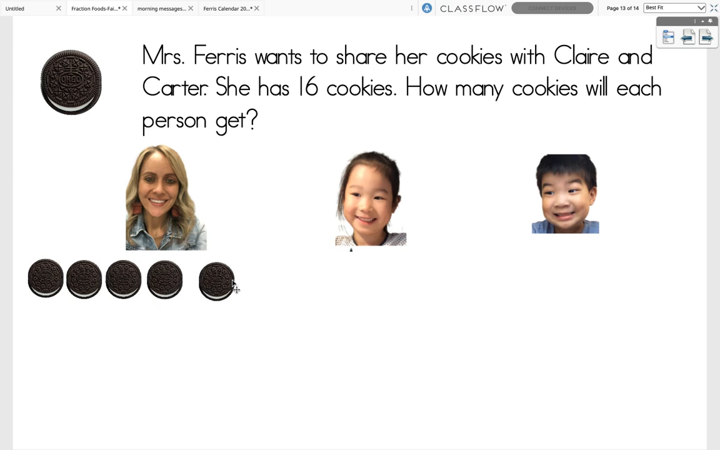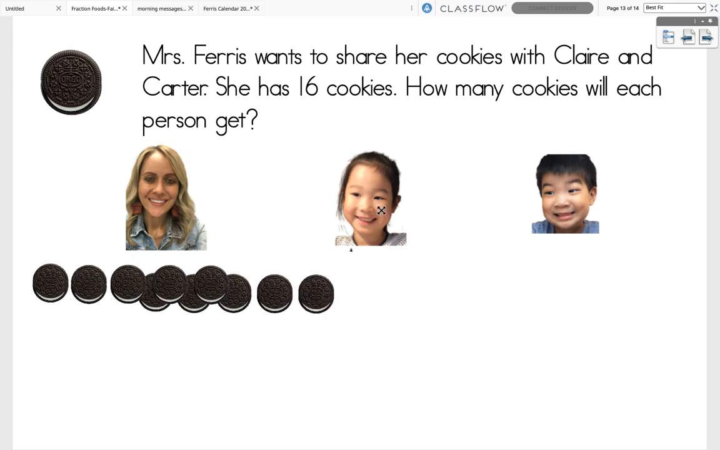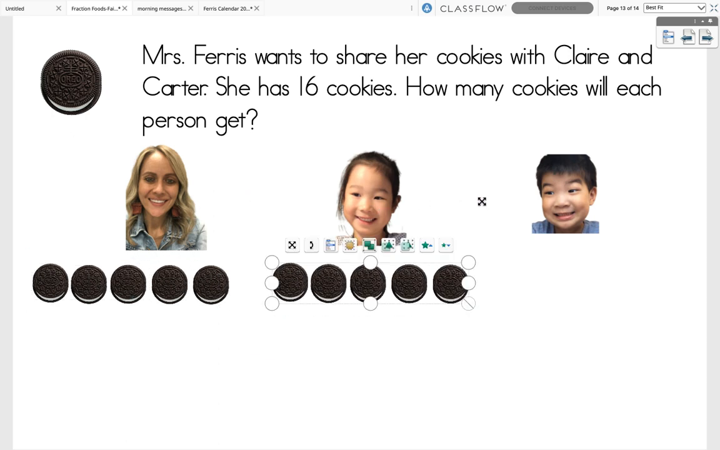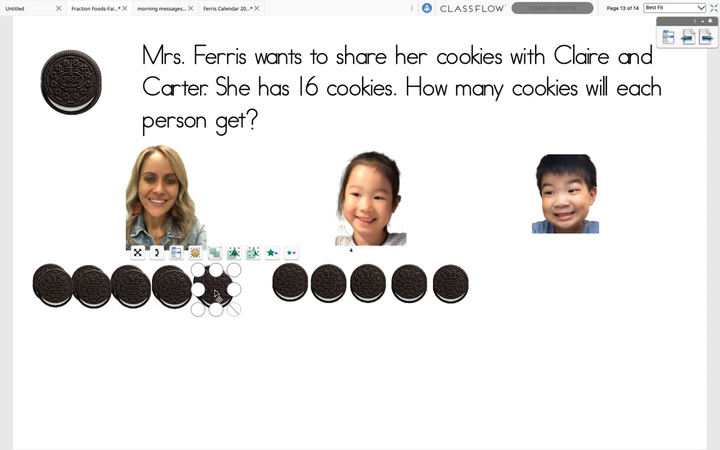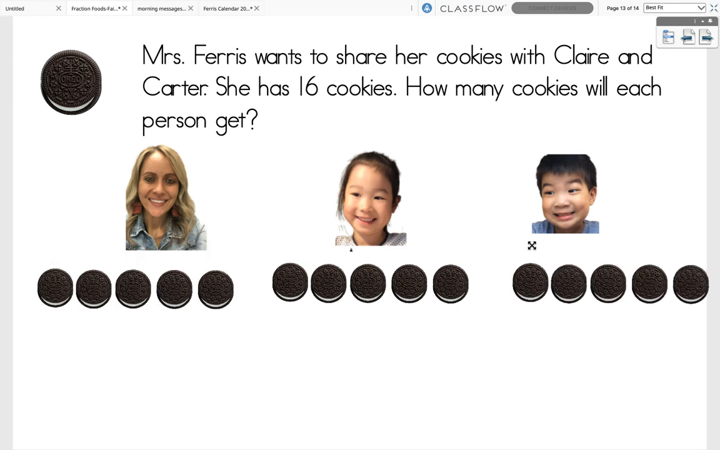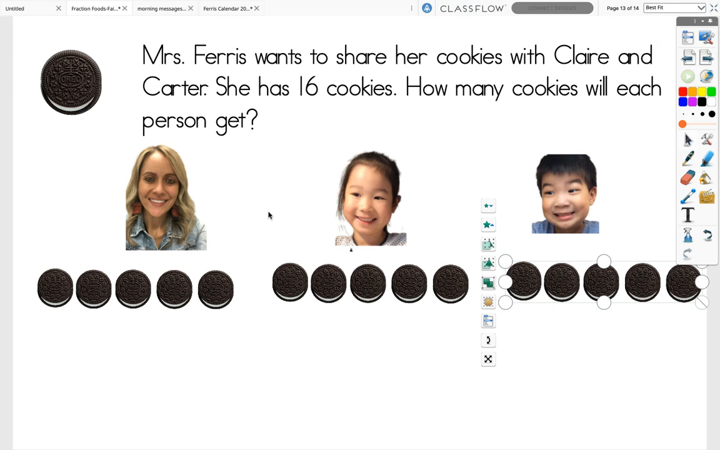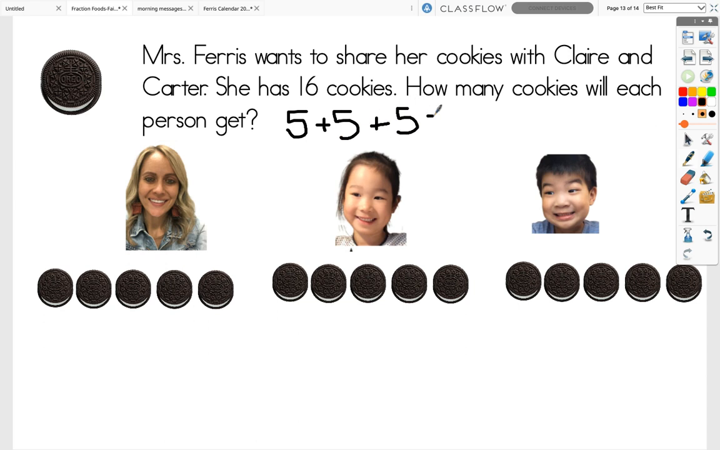So if we think about it like this, I'm going to get 5, Claire's going to get 5, and Carter's going to get 5. And that's going to help us because if we count by 5s, we can count 5, 10, 15. So we know we now have 15 because 5 cookies plus another 5 cookies plus another 5 cookies is 15.